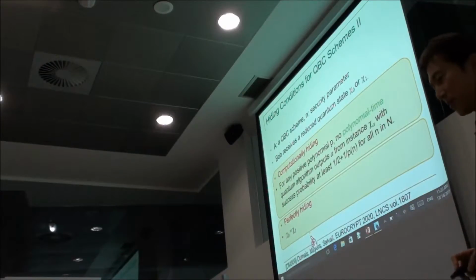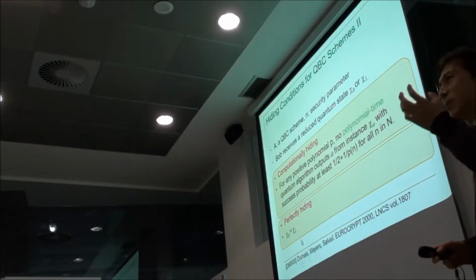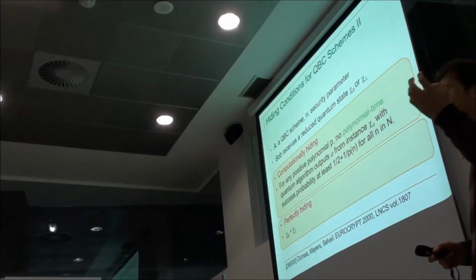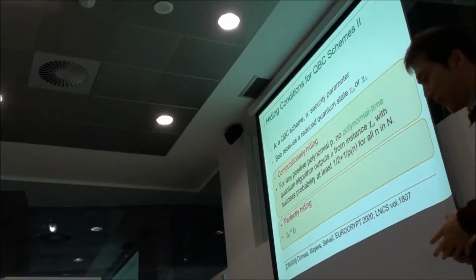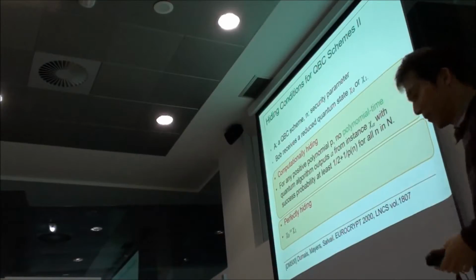In the perfect hiding situation, the probability of Bob getting the right answer is 0. So that means perfect: Alice hides the information perfectly.